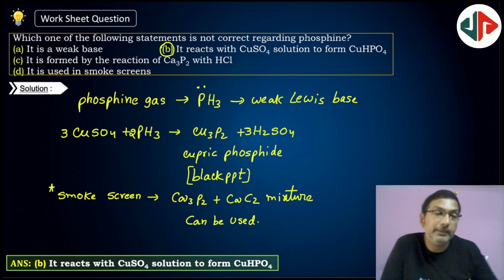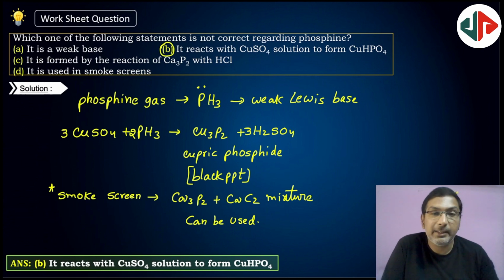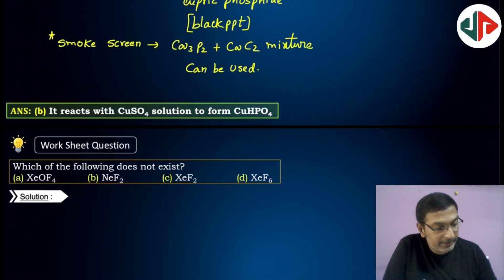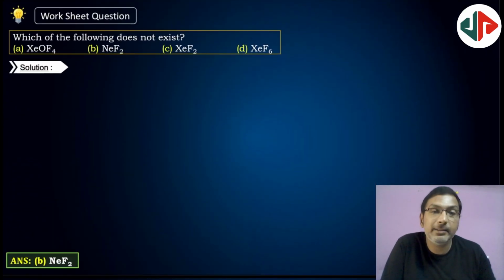Very important. So option B is incorrect. Next. Which of the following does not exist?